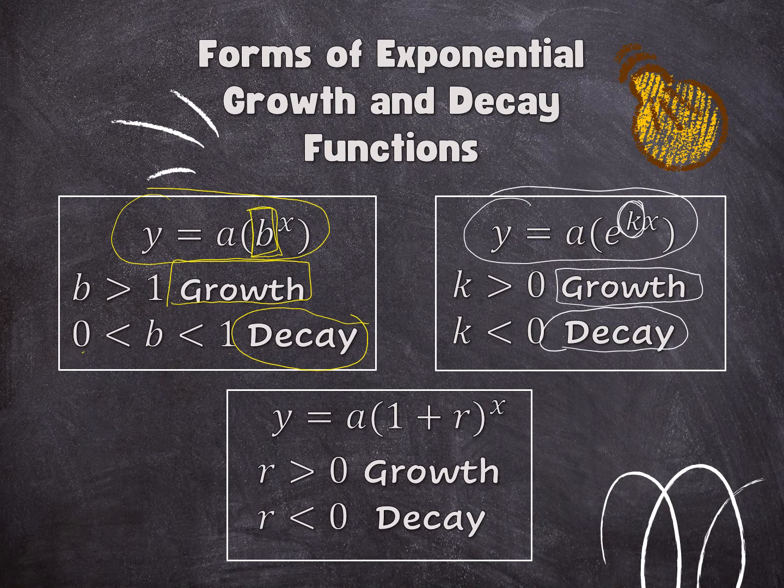The third form, y equals a times (1 plus r) with power x. If r is greater than 0, we have a growth exponential function. If r is negative, it's characteristic for a decay exponential model.